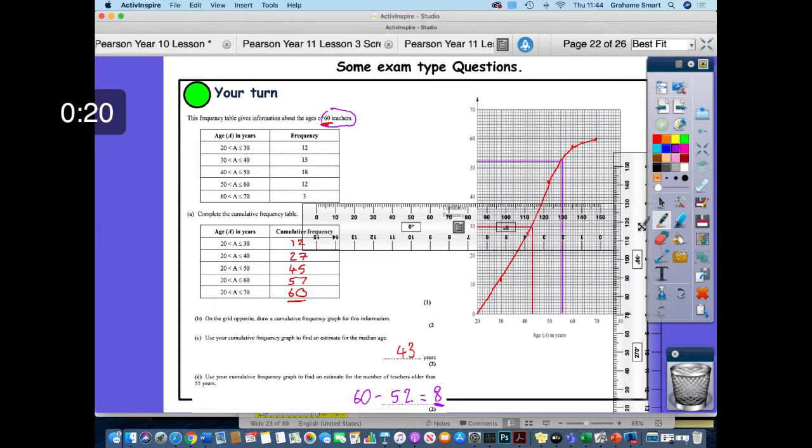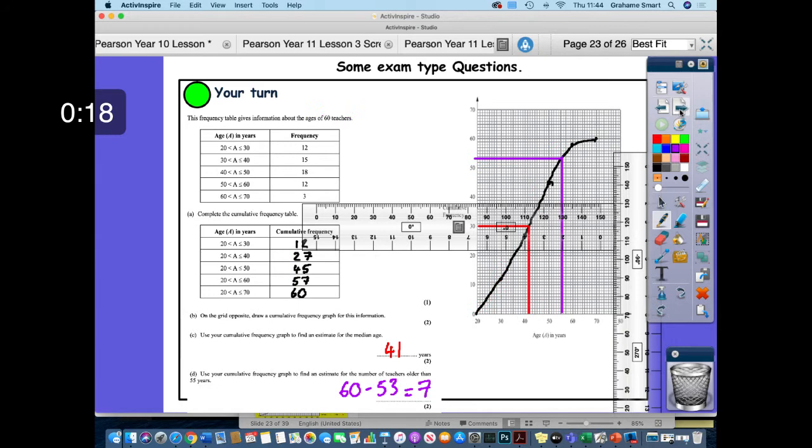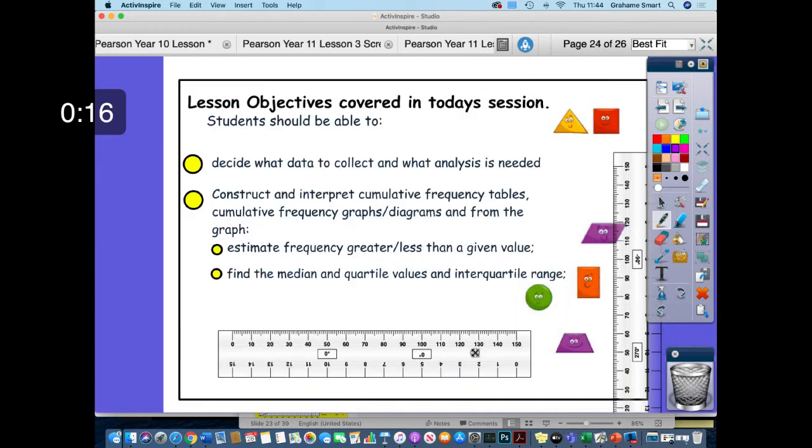Just to quickly say, we did cover these things in the session today. Decide what data to collect and what analysis is needed. And we use cumulative frequency graphs because it's actually easier to do it from the graph than it is from the tables. That's one of the reasons why cumulative frequency graphs are so useful. And then we've estimated frequency greater or less than a given value. That's literally just what we did in the last bit of the exam question. And then finding the median and quartile values and interquartile range. Interquartile range we'll do a lot more on in the next session.